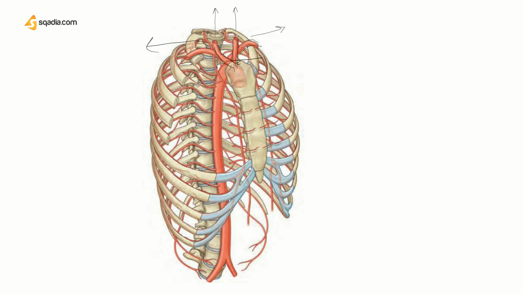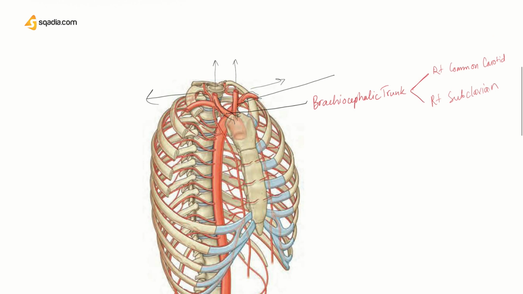So the first branch here is referred to as the brachiocephalic trunk, which further divides into the right common carotid artery and the subclavian artery. Okay? The second one is the left common carotid artery. And the last one is referred to as the left subclavian artery.